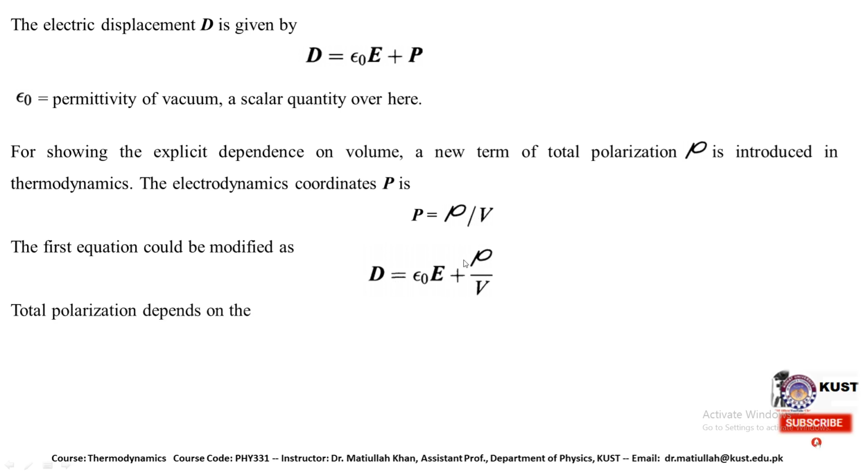So the total polarization depends upon some parameters. One of the parameters is the nature of the dielectric material; it varies from material to material. The second thing on which the total polarization depends is the temperature. And the third thing is the volume of that particular dielectric material.